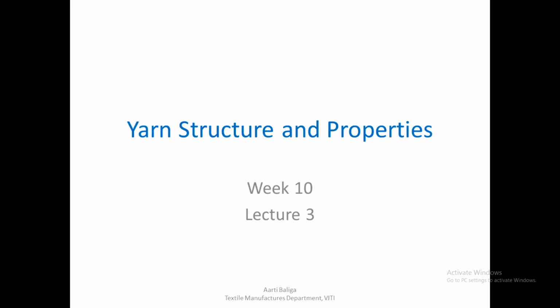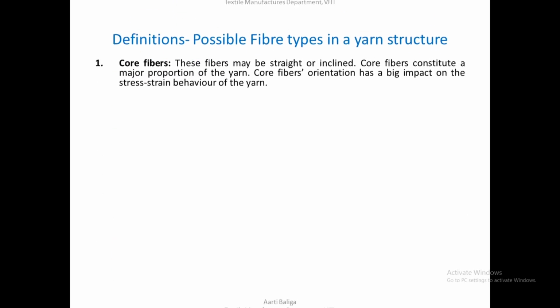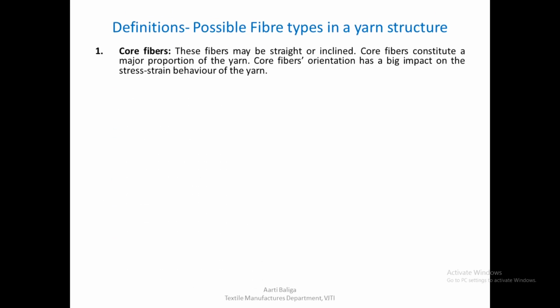Hello. Today we shall see how the yarn structure and the properties are related with each other. So before we go into the yarn structure, let us try and understand what are the possible fiber types in any yarn structure. So the first type of fibers that one would find is the core fibers.